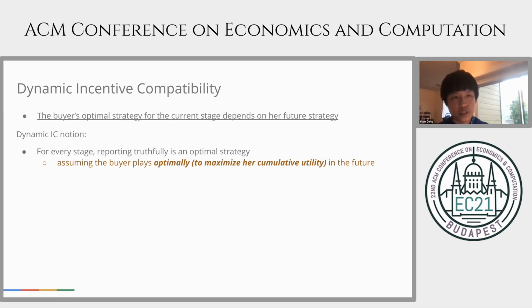As the buyer is a long-term utility maximizer, we need to define what we mean by incentive compatibility, especially dynamic incentive compatibility. Here, one needs to be careful about the definition because the buyer's optimal strategy for the current stage can potentially depend on her future strategy. So one natural choice is to assume that the buyer would play optimally in the future. So our notion of dynamic IC would be the following. For every stage, reporting truthfully is an optimal strategy for the buyer, assuming she will play optimally in the future.